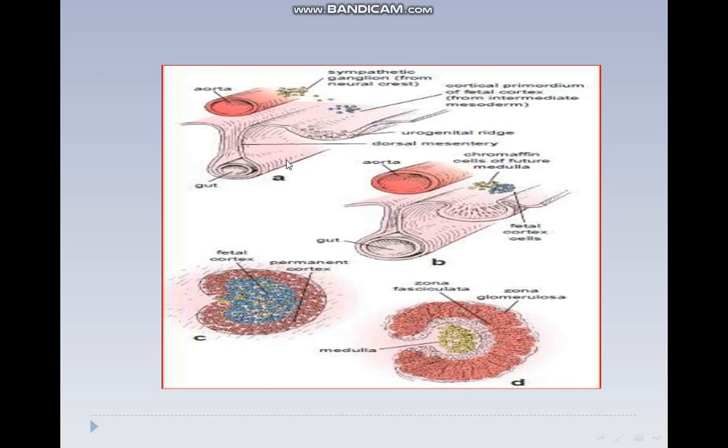In this figure, which is a section in an embryo during development, we have here the dorsal aorta, and here we have the neural crest cells, and we have a fold of coelomic epithelium. The coelomic epithelium gives rise to the adrenal cortex, and the neural crest cells form the cells of the adrenal medulla, and they unite forming the adrenal glands.